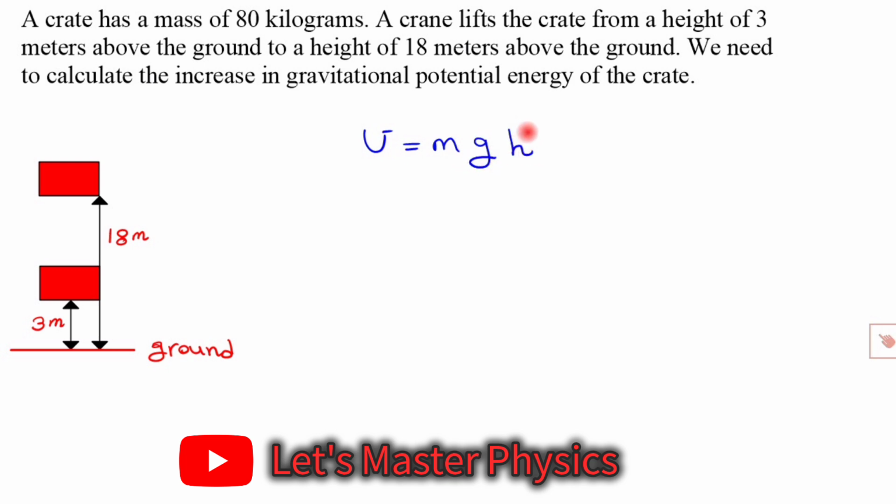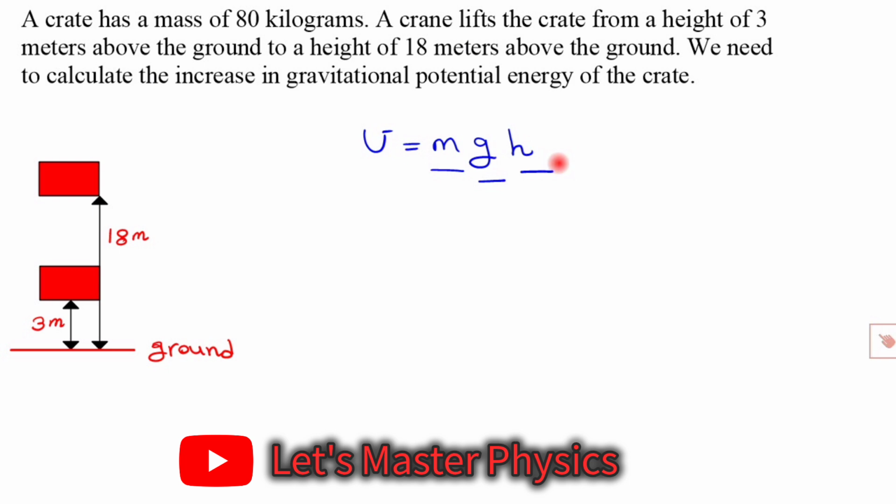U is the gravitational potential energy, m is the mass of the object, g is the acceleration due to gravity, which is approximately 9.8 meters per second squared on Earth. h is the height above the reference point, usually the ground.